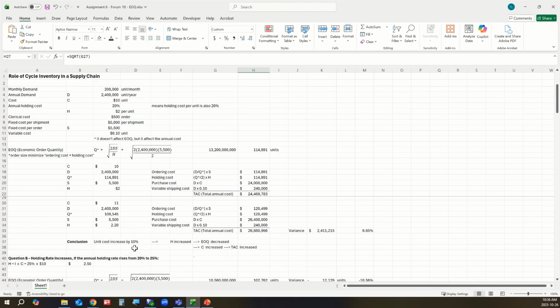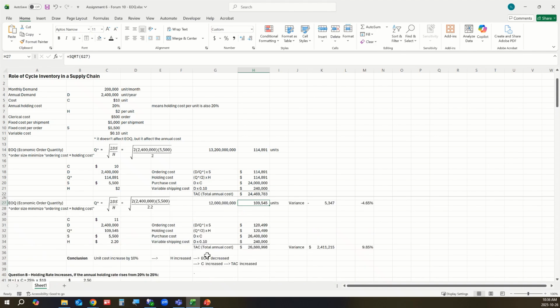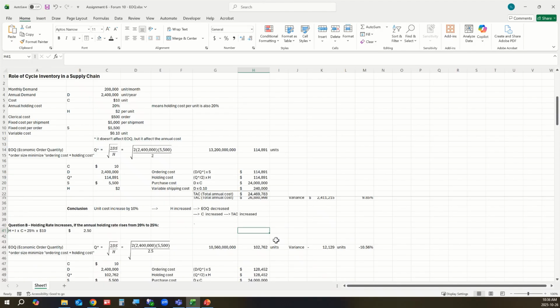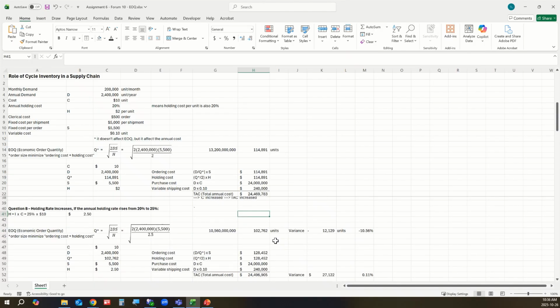So when the cost increased by 10%, the holding cost also increased, the economic order quantity will decrease, and the total annual cost will increase. So we finished question A, we can go to question B.